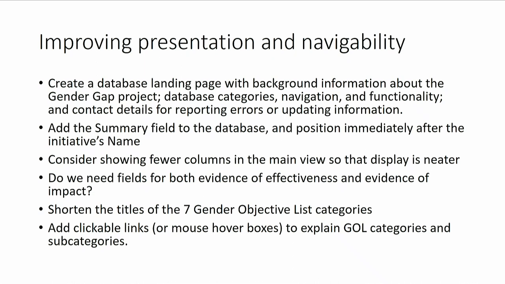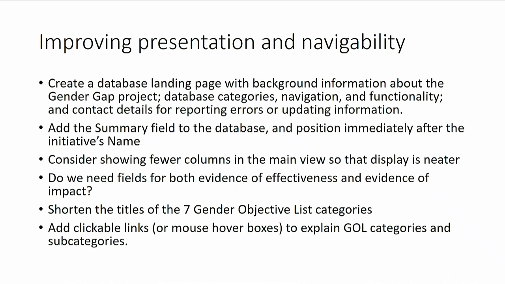That is not appearing in the database, it needs to be there, and it needs to be straight after the name of the initiative. Also, we know that the view that we see is not very pretty, it's not very easy to read, so we probably need to see fewer columns on that first view so that the display is neater and the column headings don't look so chopped up. The next one is a question for me. I'm not convinced that there is sufficient difference between effectiveness and impact to warrant having two separate categories there, particularly when we found so little evidence. So maybe we need to collapse those fields together.